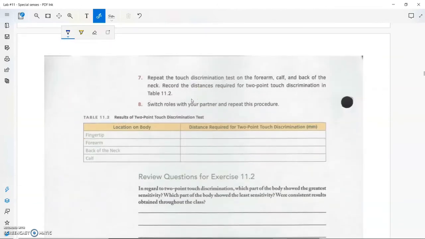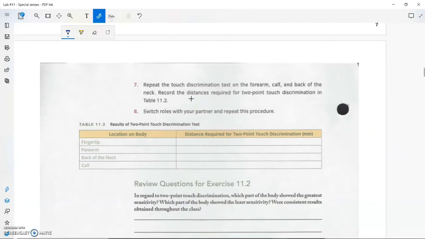So on the fingertip, let's say it's going to be 5 millimeters. For forearm, let's say it's going to be 17 millimeters. Back of the neck is 8, and calf, it's going to be 23. So you can see that, and those are pretty close numbers.